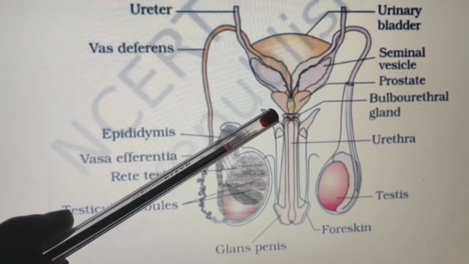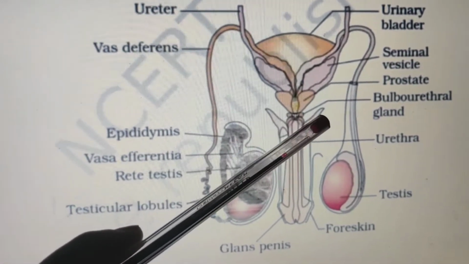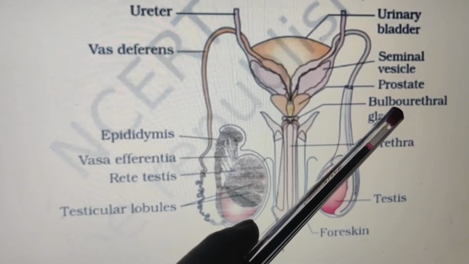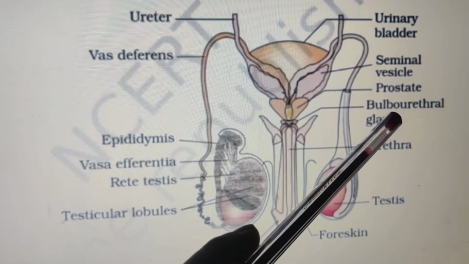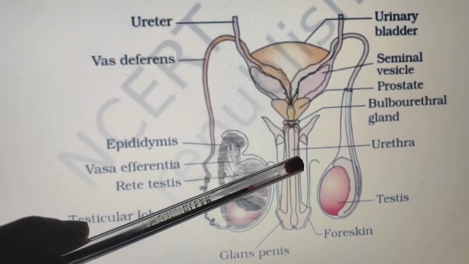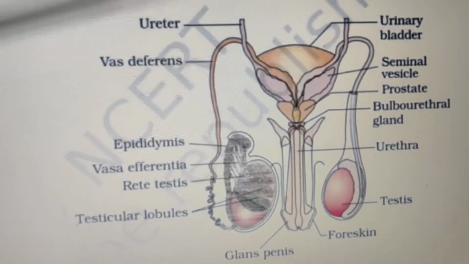After that, one more gland is present. These two, 1 and 2. These two glands are termed as bulbo-urethral gland or the Cowper's gland. After that, they open into the urethra and outside through the penis.